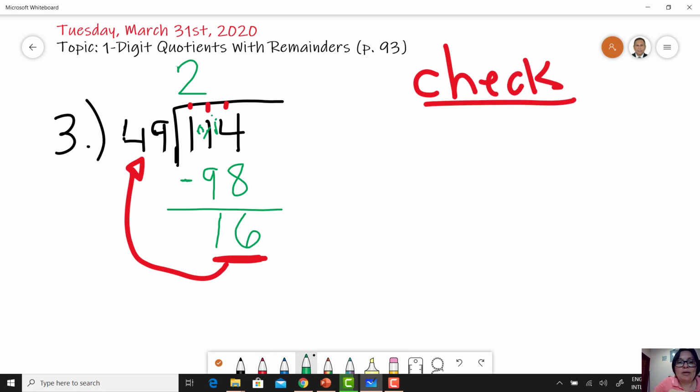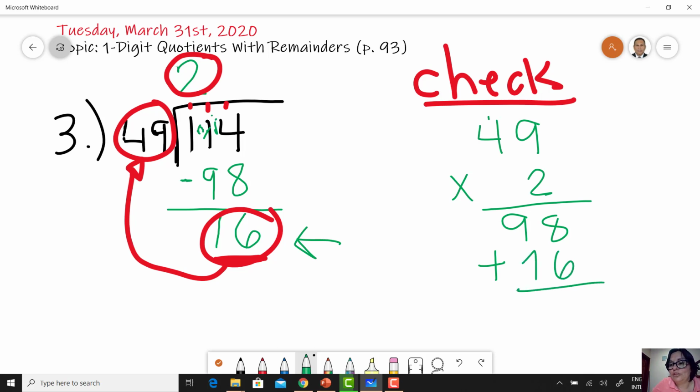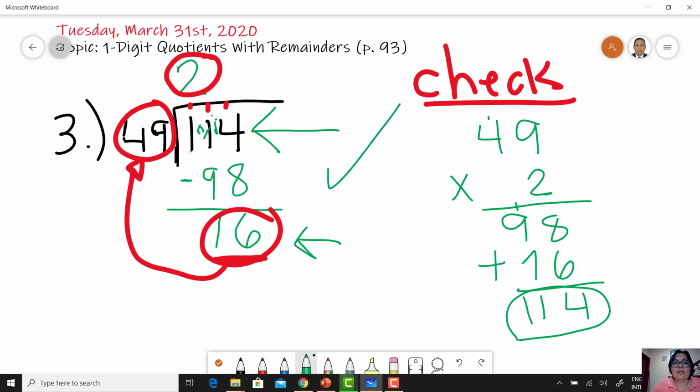Remember that for checking we have to multiply this times this plus this. So let's do it. 2 times 49 or 49 times 2. 2 times 9, 18. Okay, and 1 in there. 2 times 4, 8 plus 1, 9. Now we have to add the remainder, 16. 8 plus 6, 14. 4 in here and 1 for here. 9 plus 1, 10 plus 1, 11. Look, we have 114 in here and we have 114 in the dividend. That means that number 3 is correct. The answer in number 3 is 2 remainder 16.